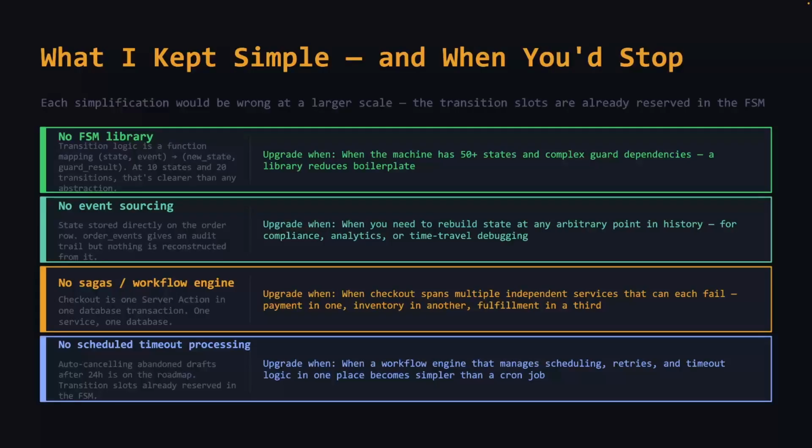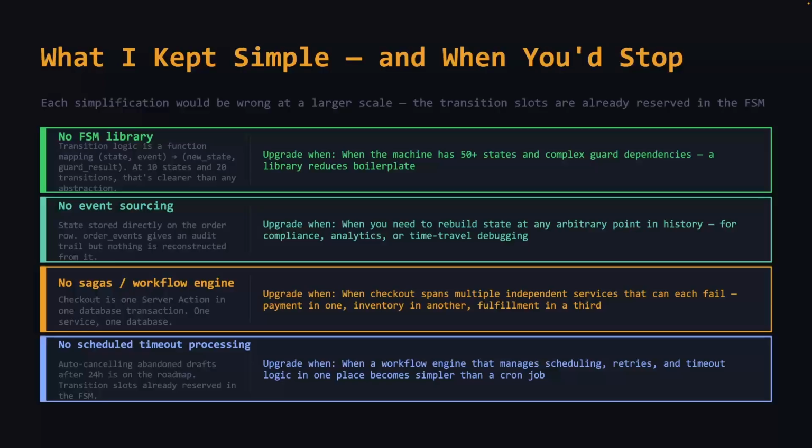My transition logic is a function mapping current state to new state and guard result. For a machine with 10 states and 20 transitions, that's clearer than any abstraction. Upgrade when you have over 50 states and complex guard dependencies.